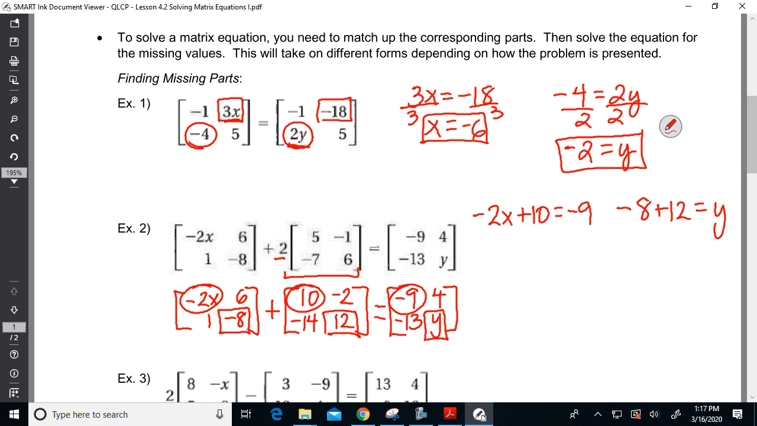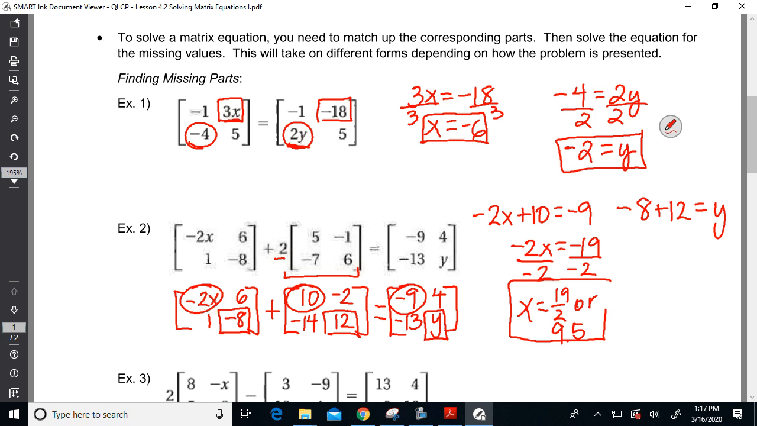So to get x by itself, subtract 10 on both sides, so negative 2x equals negative 19. Divide by negative 2, so x equals positive 19 over 2, or 9.5. Yes, you can get decimal answers for these too. Decimals are numbers. For the y part, that for the most part is pretty simple. Negative 8 plus 12 is 4. So you're all set and ready to go there. So that takes care of example number 2.